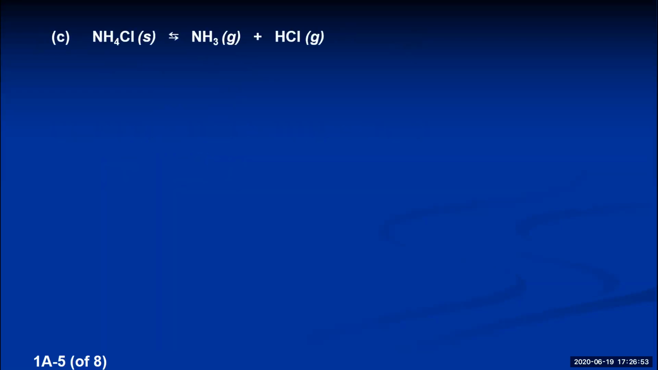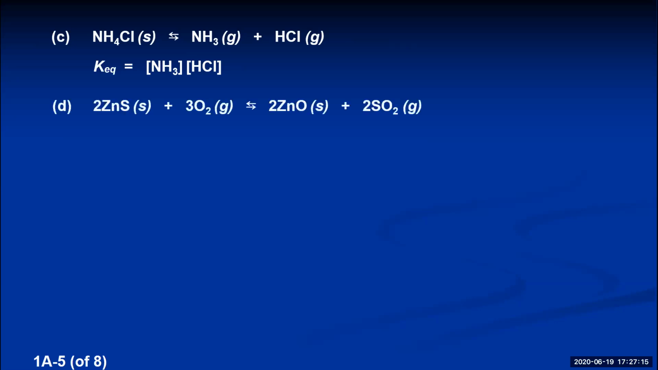For C, we now have a solid in our reaction, and as you recall, solids and liquids have constant concentrations. They're not variables, so you leave them out of equilibrium constant expressions. So in this case, it would only be the concentration of NH3 multiplied by the concentration of HCl. Solids and liquids, because they are not variables, do not appear in equilibrium constant expressions.